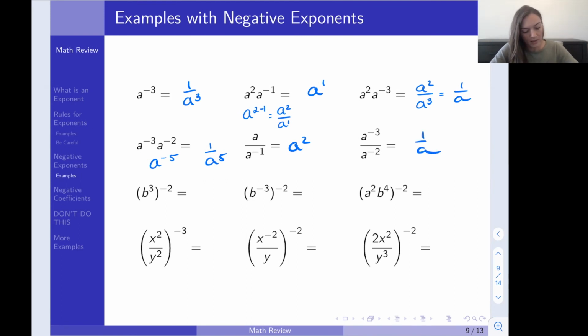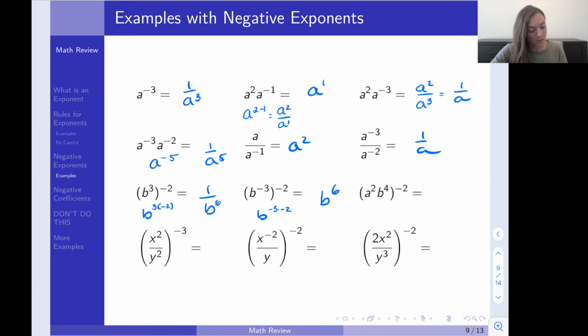Now here we have b to the 3 and then raised to the power of the negative 2. So we have b to the 3 times negative 2. That gives us b to the negative 6, which we can write as 1 over b to the 6th. Now if we have b to the negative 3 raised to the negative 2, that is going to be b to the negative 3 times negative 2, which is just b to the positive 6.